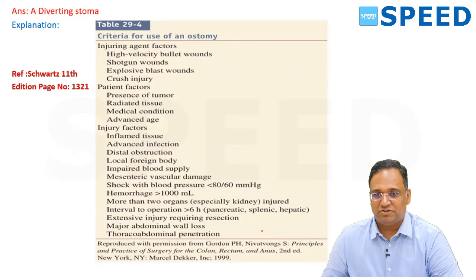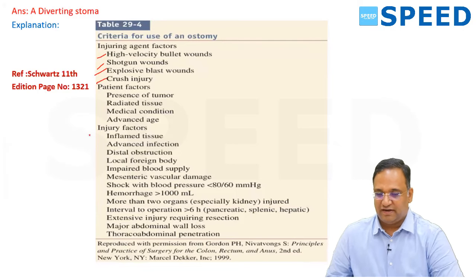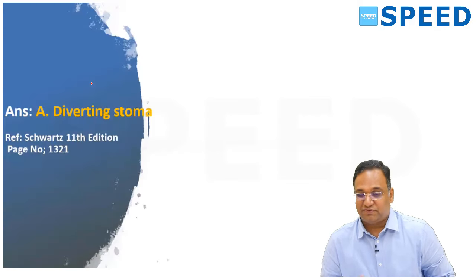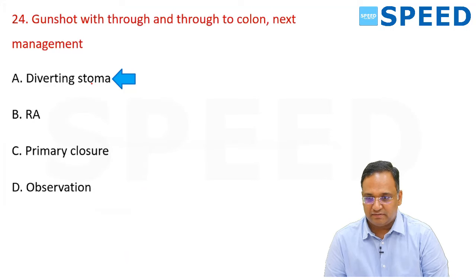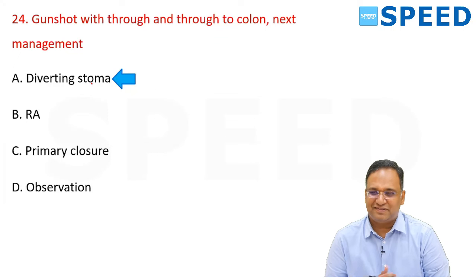Criteria for use of an ostomy. High velocity bullet wounds, gunshot, shotgun wounds, explosive blast, crush injury. They are related to the part of our questions. This is for reference, but even without reference, I am telling you. Because any penetrating injury, how will you do resection? There is no scope of resection at all. What do you want to resect?